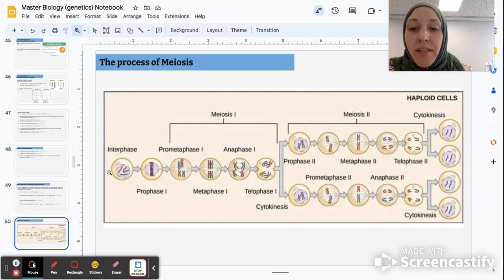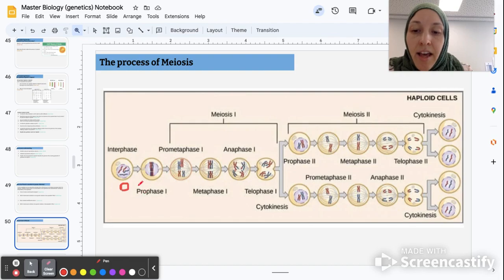Okay, so this cell at the beginning here is diploid, and our cell stays diploid. So now we go into prophase 1, prometaphase, metaphase 1, and the chromosomes are now aligned down the center of the cell.